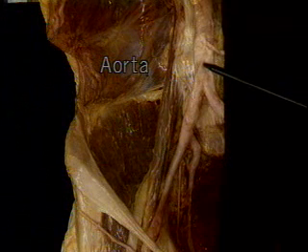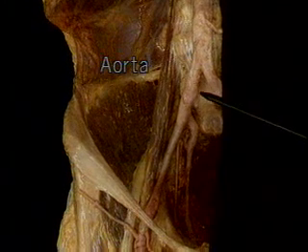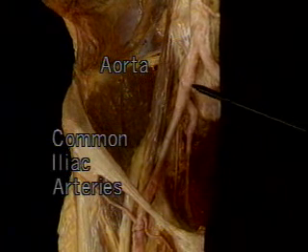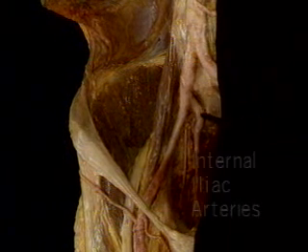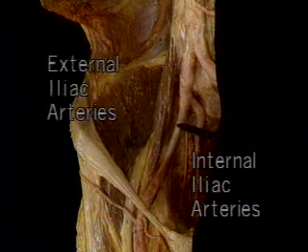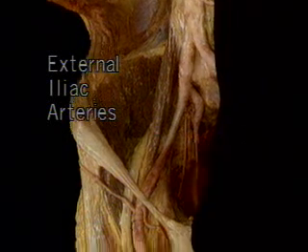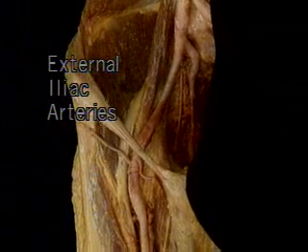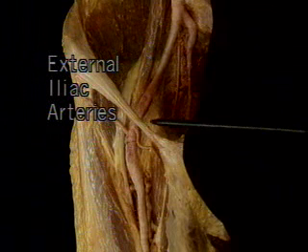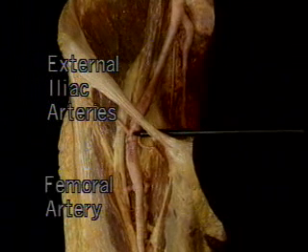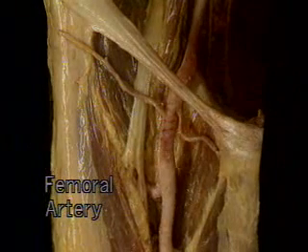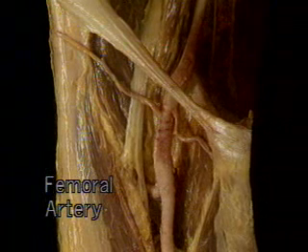Here's the abdominal aorta, dividing to give off the left and right common iliac arteries. The common iliac divides into the internal iliac and external iliac arteries. The external iliac passes under the inguinal ligament, emerging as the femoral artery. The femoral artery gives off two small branches and one large branch.